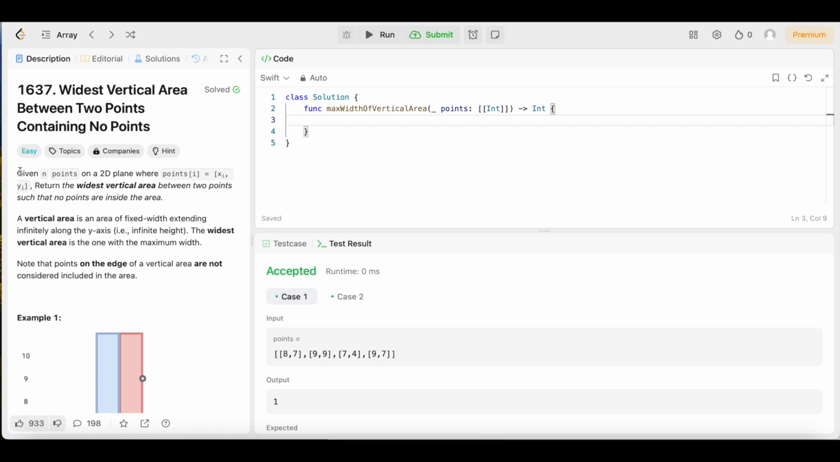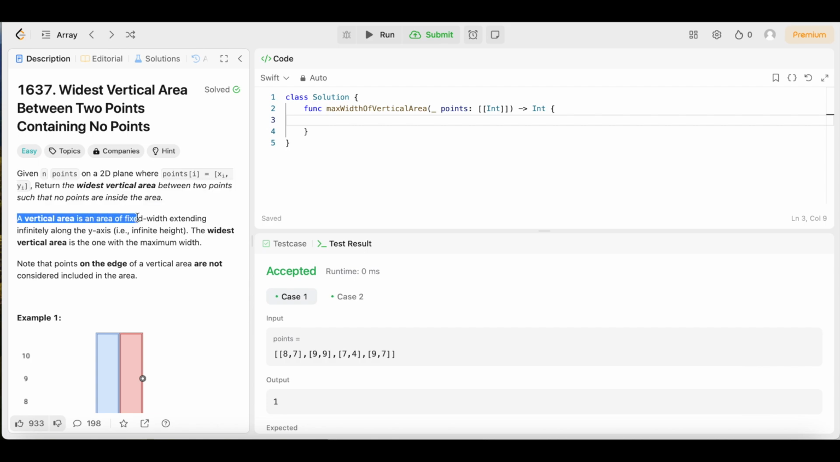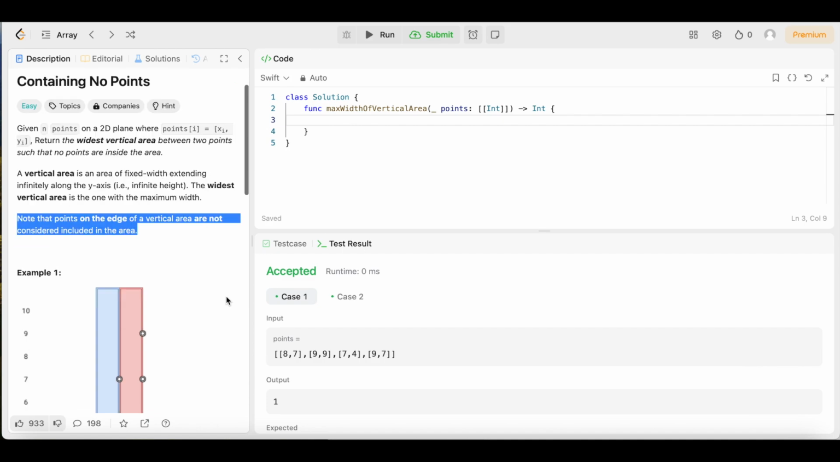It says, given n points on a 2D plane where points[i] equals [xi, yi], return the widest vertical area between 2 points such that no points are inside the area. A vertical area is an area of fixed width extending infinitely along the y-axis, i.e. infinite height. The widest vertical area is the one with the maximum width. Note that points on the edge of a vertical area are not considered included in the area.